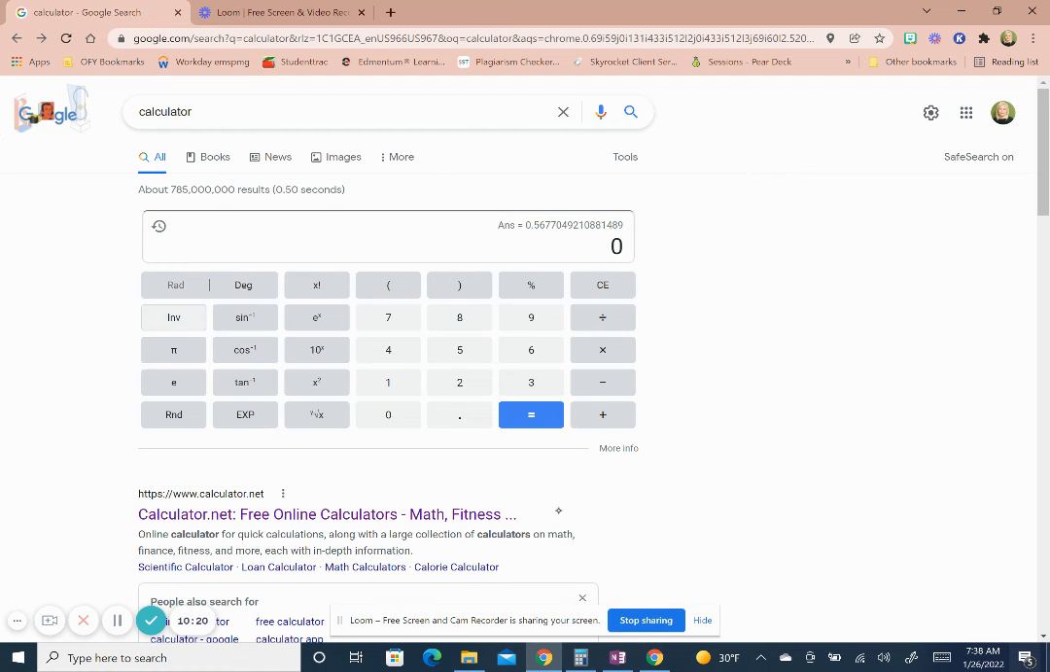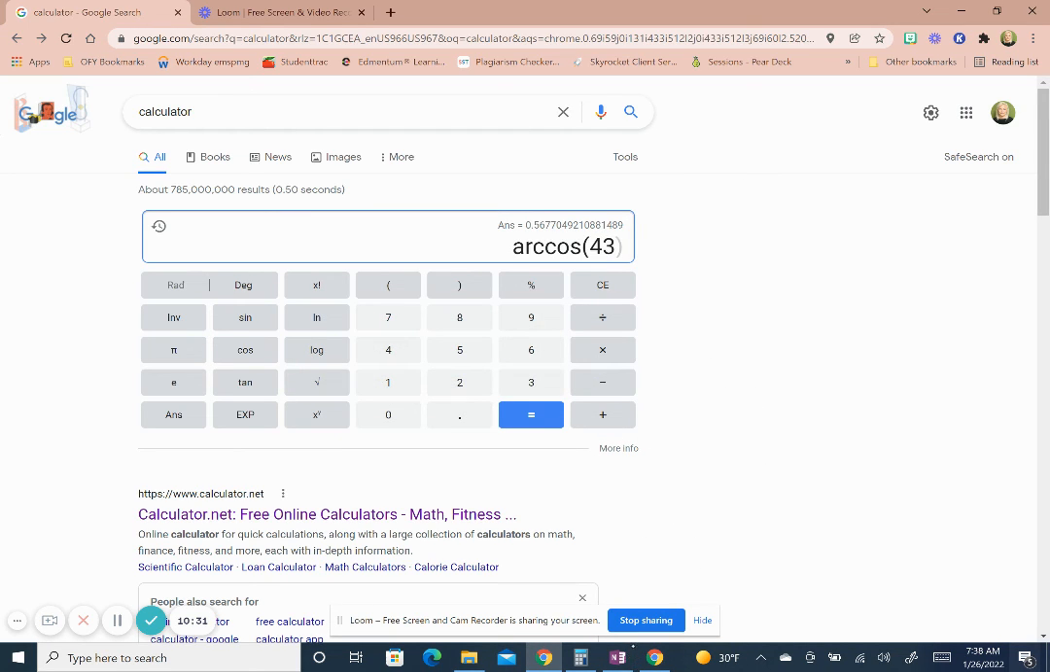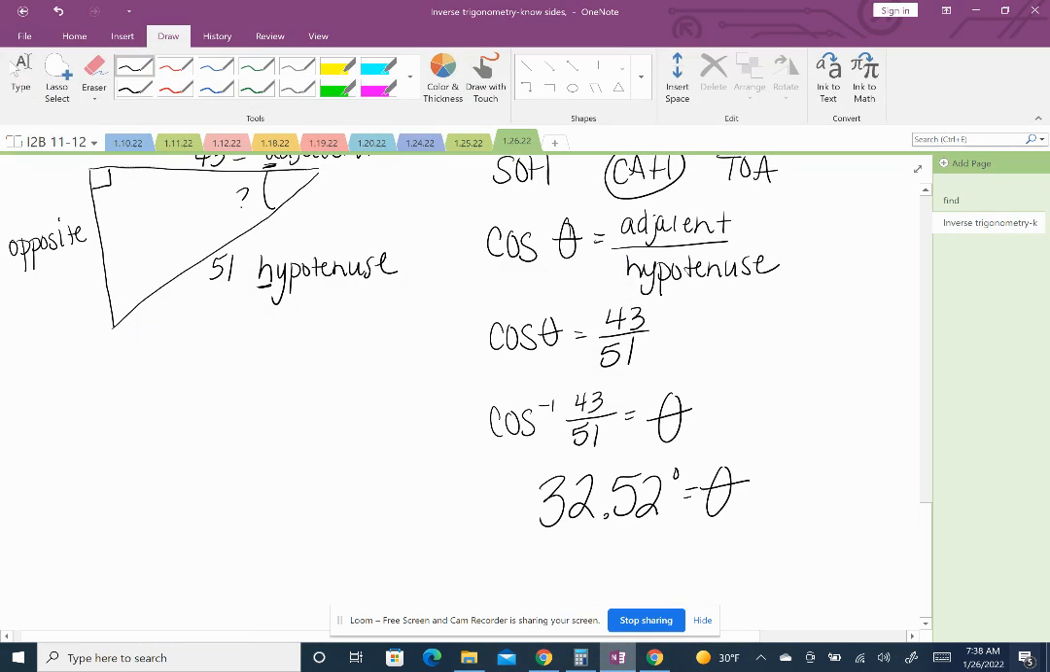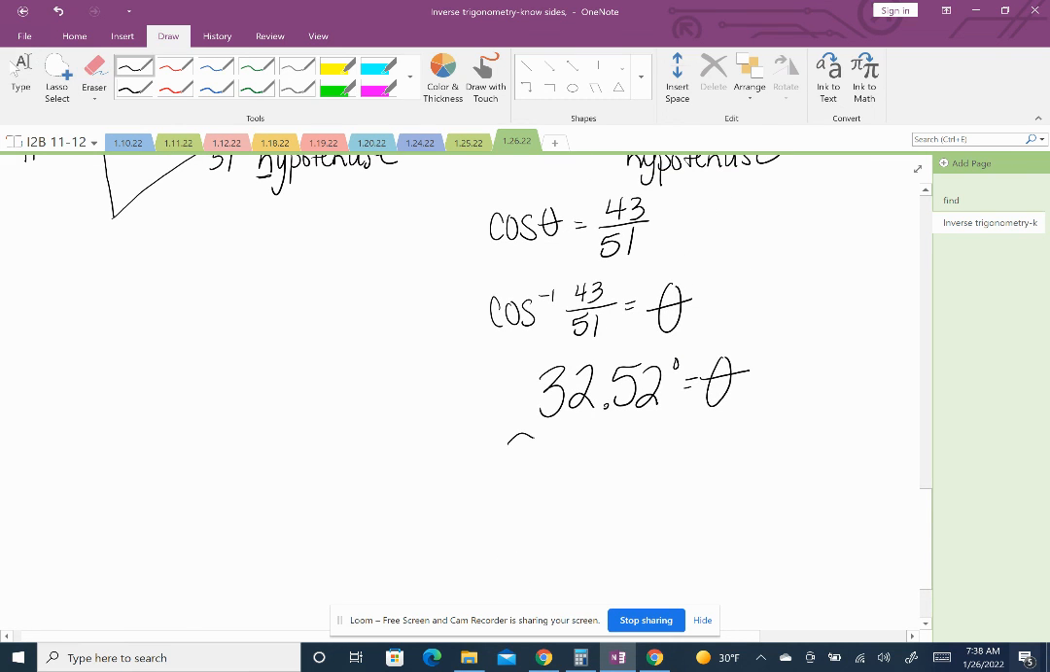Okay, so let's try this one more time. So cosine inverse. Oops, let me go ahead and clear this out. And it should be in degrees now. Give me 43 divided by 51. There we go, 32.52. So great example of you're going to get a weird number. You're not going to have a point something of a degree. So we're going to have 32.52. And then we can go ahead and round that up to about 33 degrees. And that would be your final answer.